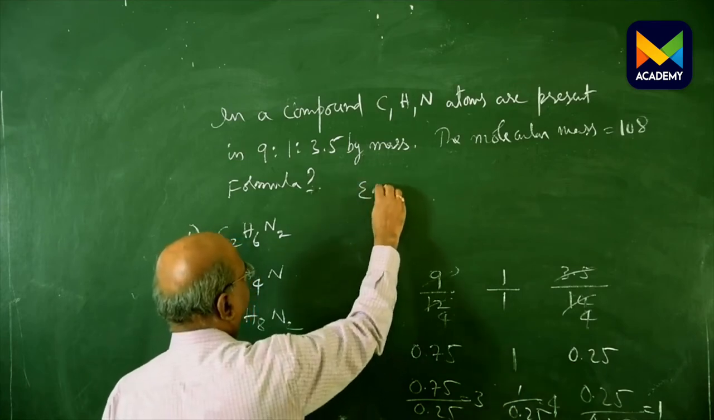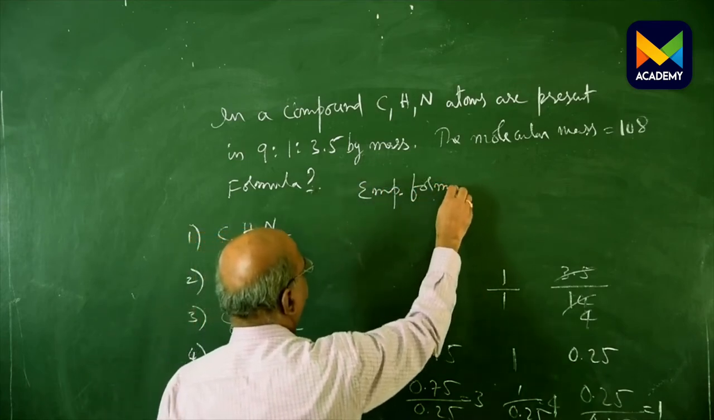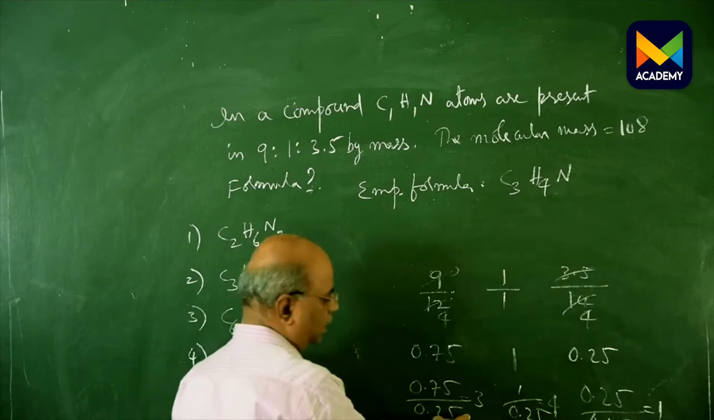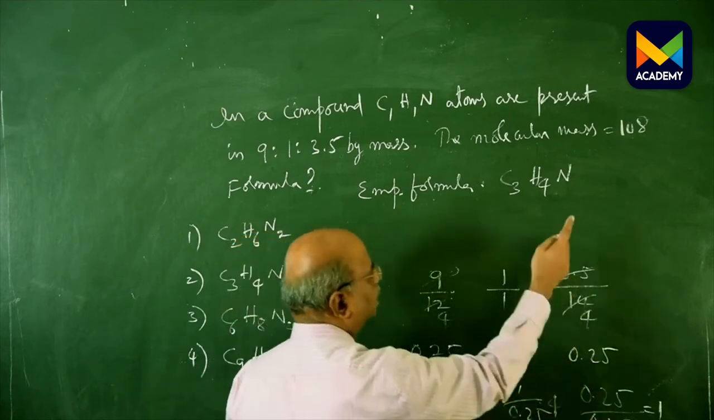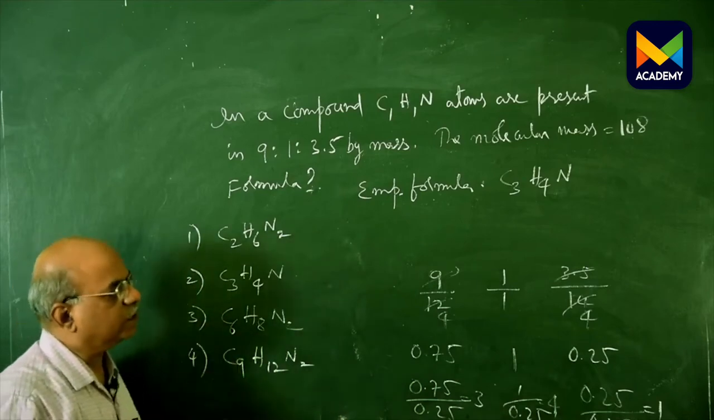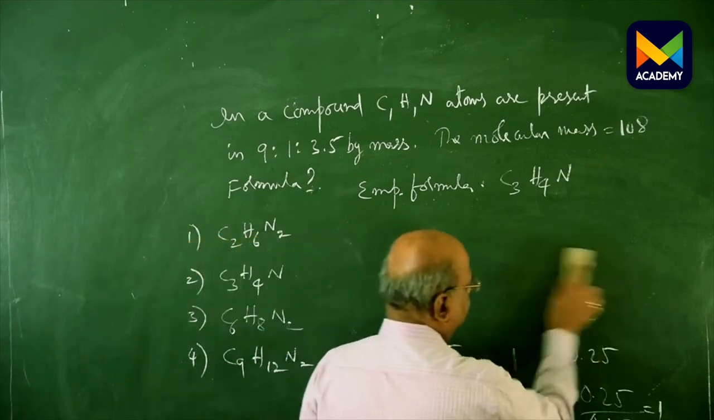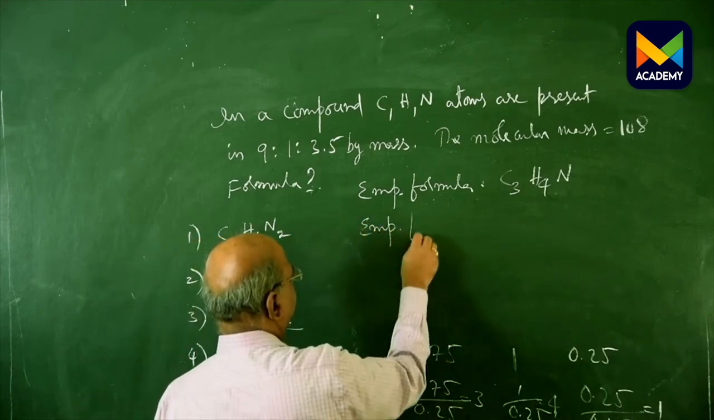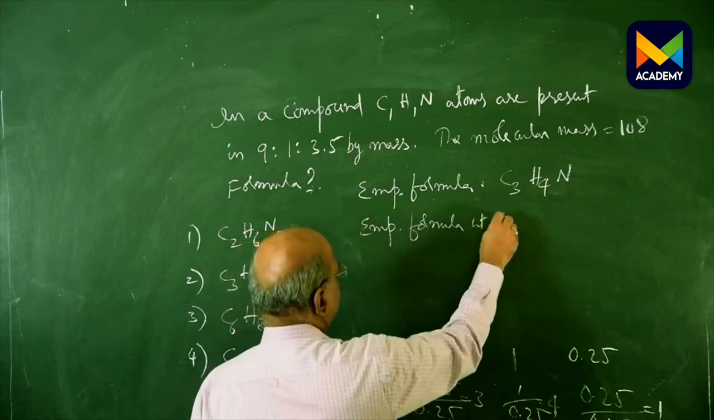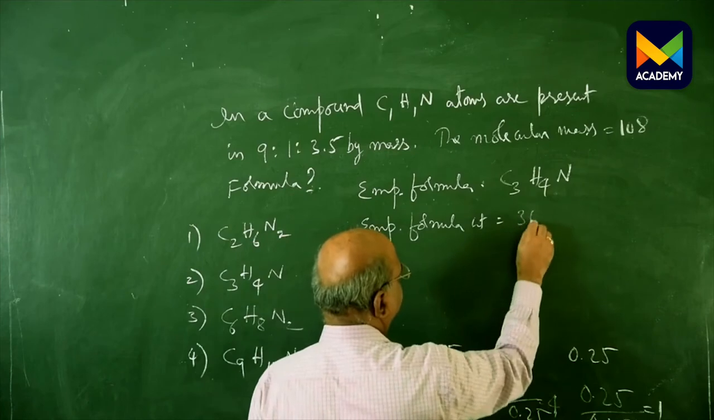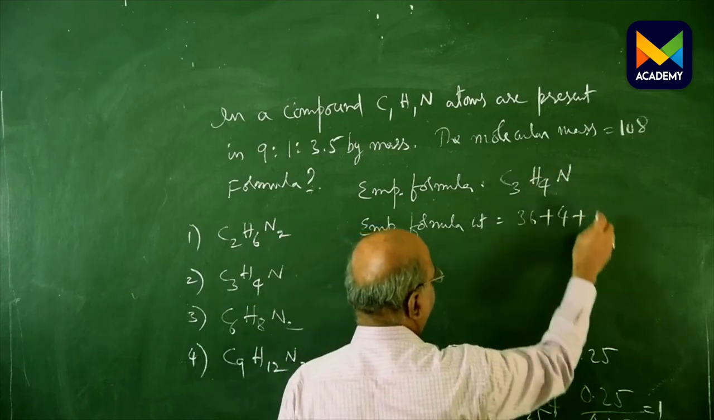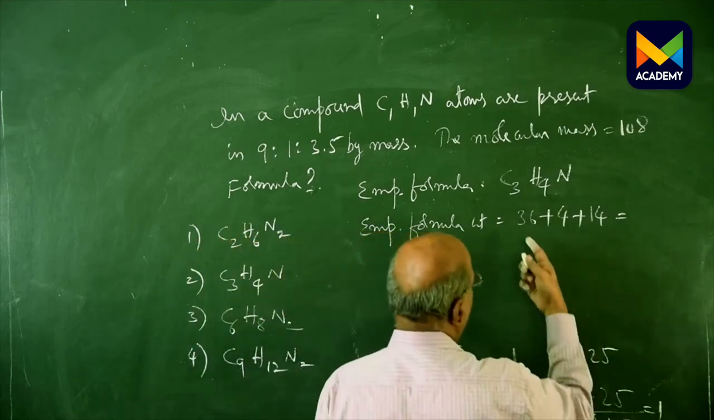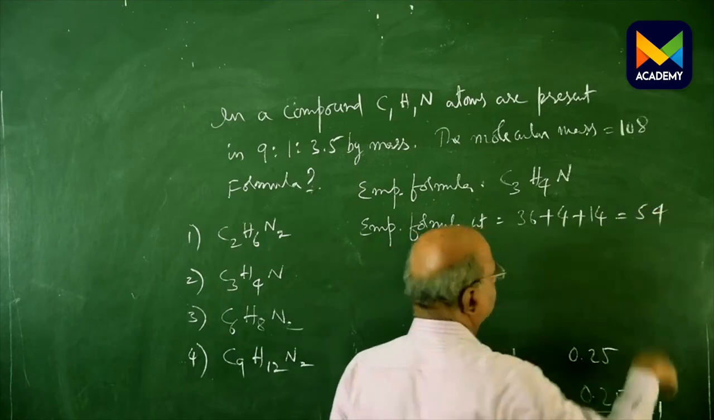So the empirical formula is C3H4N: 3 carbons, 4 hydrogens, 1 nitrogen. To find out the molecular formula, we have to identify the N factor, which is nothing but the ratio of molecular weight to empirical formula weight. First let us see the empirical formula weight here. That is equal to carbon 12 times 3 = 36, plus hydrogen 4, plus nitrogen 14. So 4 plus 14 is 18, 18 plus 36 becomes 54.